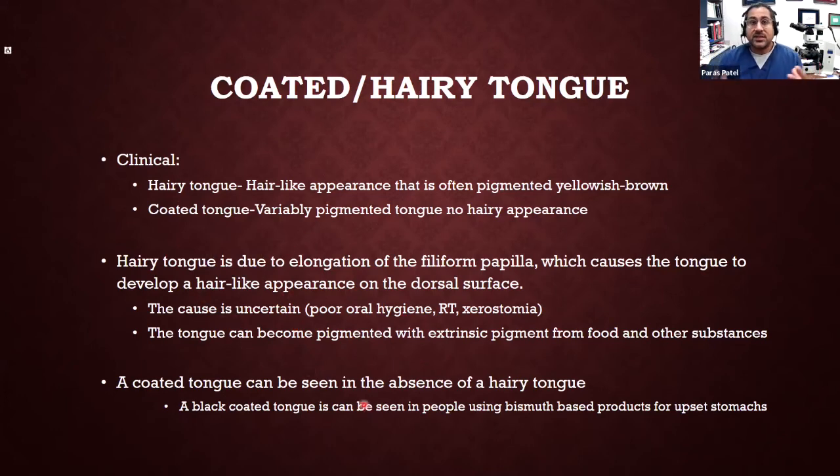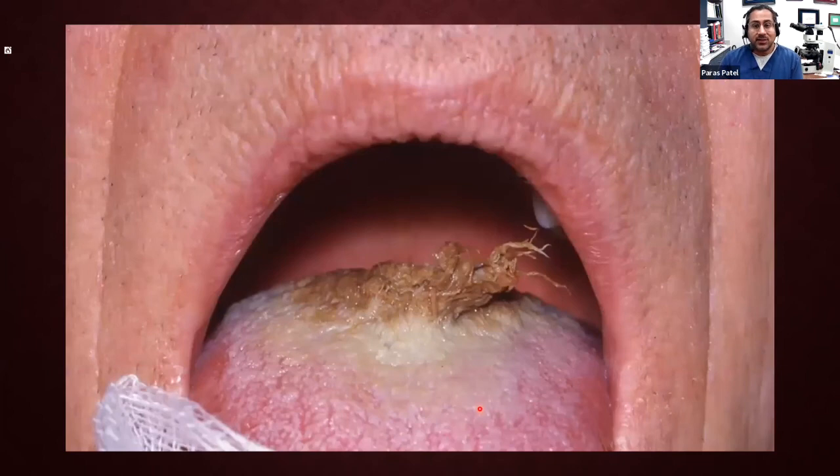Sometimes patients can present with a black coat on their tongue, and that's when I ask if they've taken Pepto-Bismol. Have they taken any other bismuth-containing compound because they've had some GI distress? That could correlate to that black appearance, which can also discolor the stool in some of these patients.